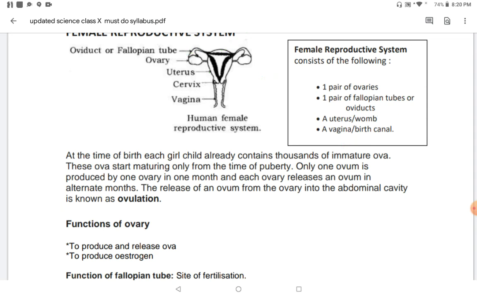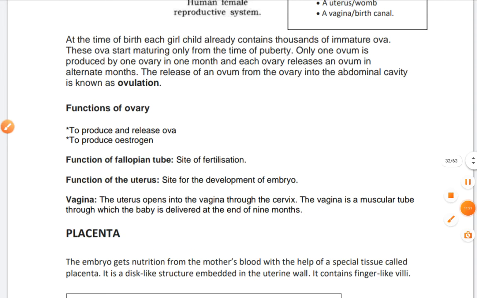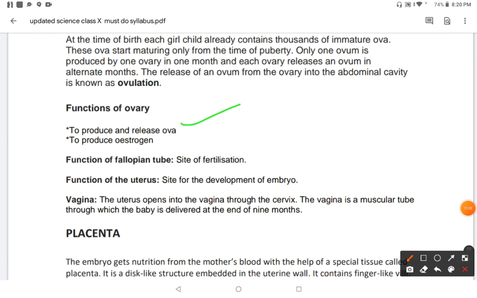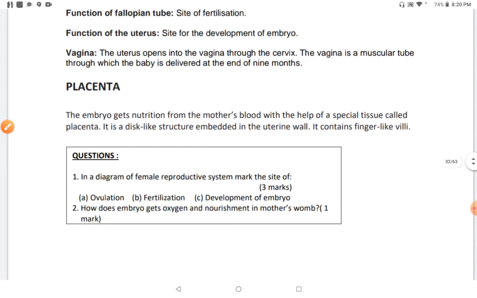And what are the functions of ovary? To produce or release ova, as well as to produce a hormone called estrogen. The function of the fallopian tube is the site of fertilization. What is the function of uterus? Site of development of embryo. And the uterus opens into the vagina through the cervix, and the vagina is a muscular tube through which the baby is delivered at the end of 9 months, which I discussed earlier.